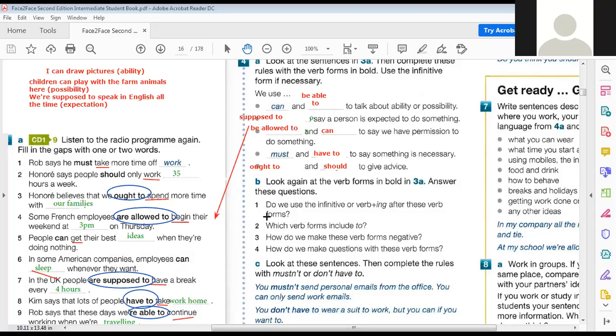Just add not. You are not allowed to use my phone, for example. Okay, so this is the negative of allowed. You're not allowed to use my phone. All right. What about must? You mustn't be late. Yeah. What about should? You shouldn't drink too much Pepsi. Okay. What about have to? You haven't to.